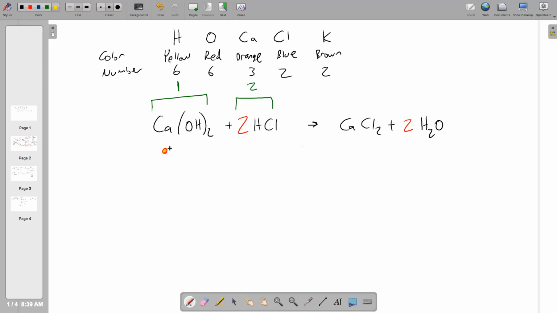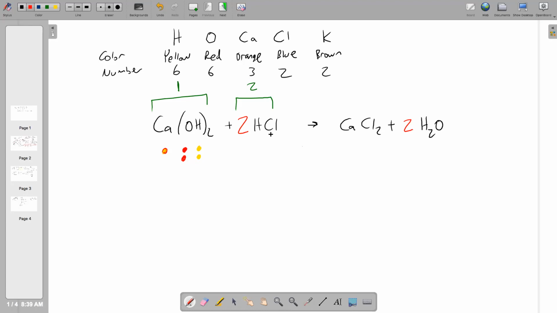I'll put a little yellow on top of my red. That's orange. That's not so bad. And then oxygen is red. And then my hydrogen is yellow by itself. But there are 2 hydrogens and there are 2 oxygens. So when you see the chemical equation, there's 1 calcium, so that's 1 orange. I've got 2 oxygens, and I call those red, and 2 hydrogens, those are yellow.